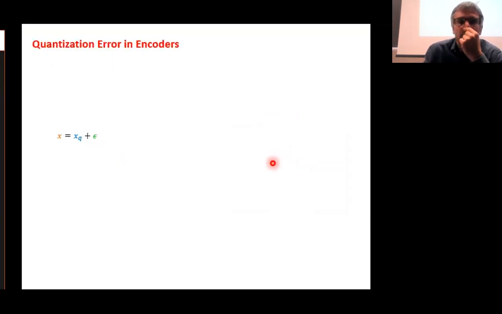But we need to say that both absolute and relative encoders have a problem. And this problem is called quantization. Do you know what quantization is? What is it?